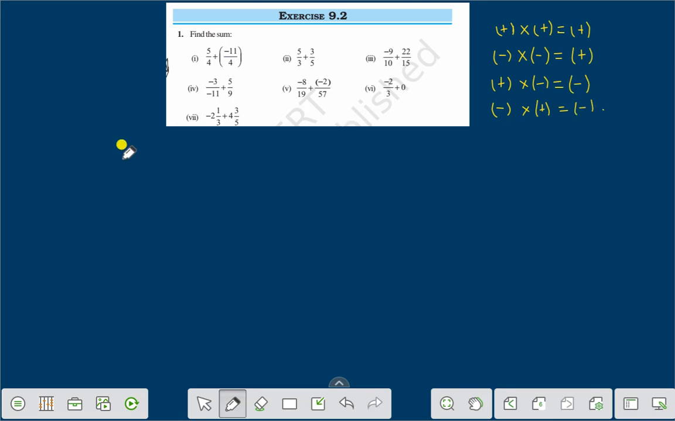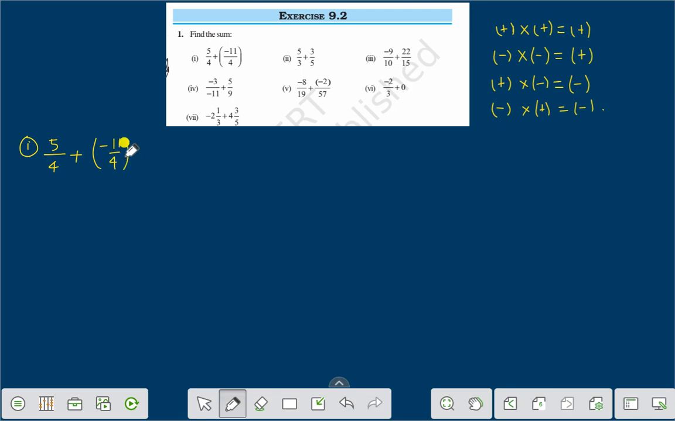Now here is the question number 1. Question number 1 is 5 by 4 plus minus 11 by 4.